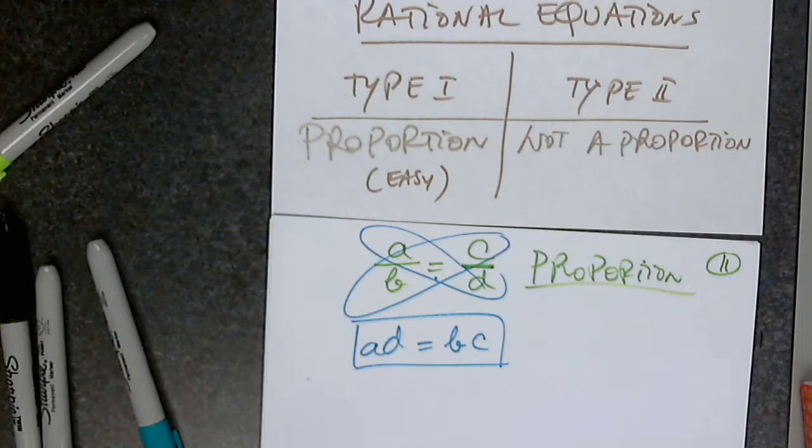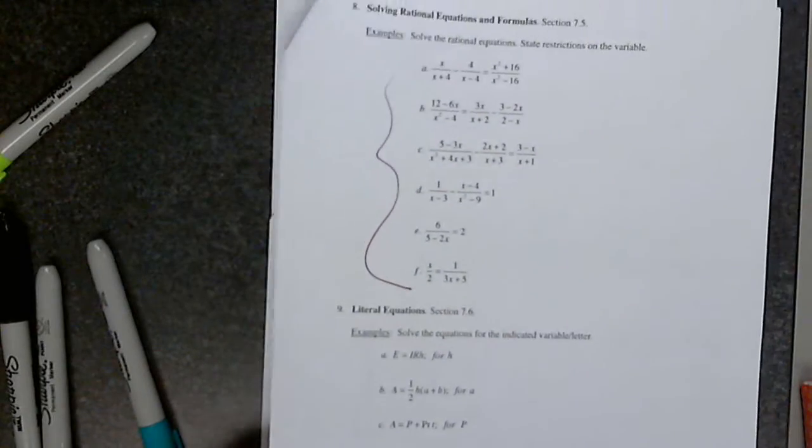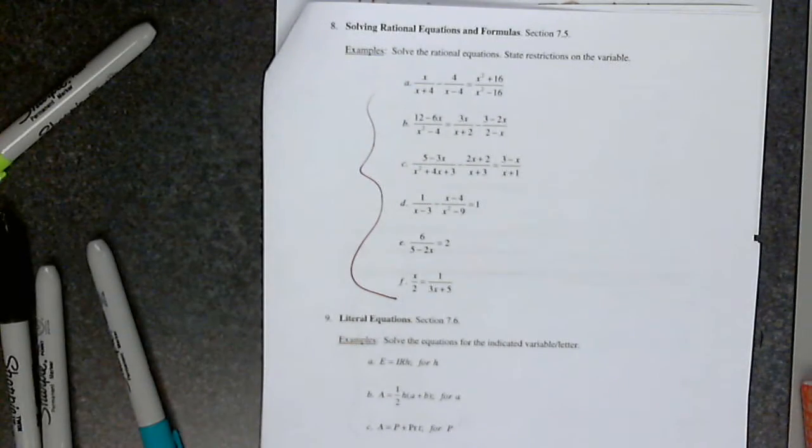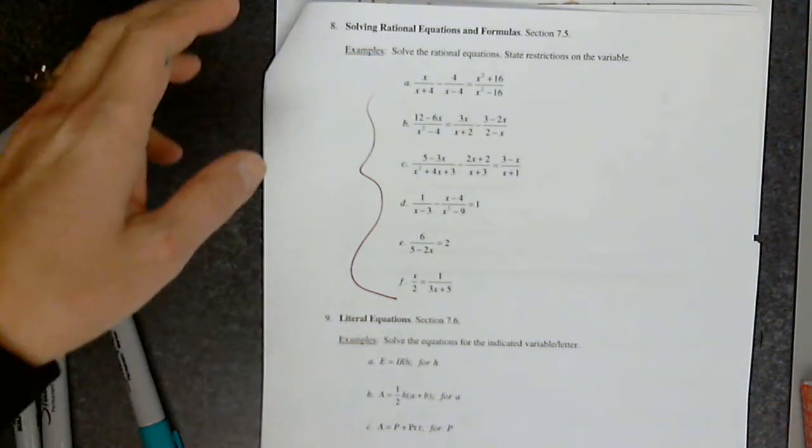So let's start with those. Can you look at these 6 examples and choose a proportion? Do not choose a non-proportion yet. Yes, E and which is the other one that is a proportion? Exactly. So let's start with E and F.